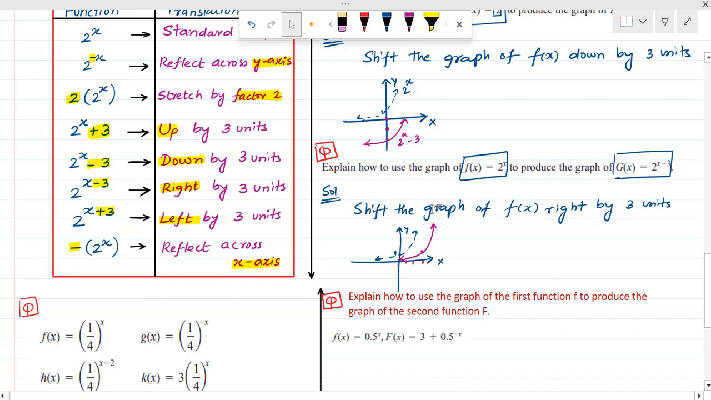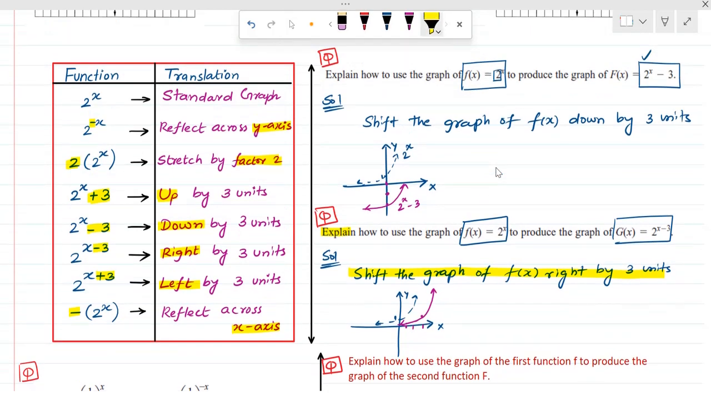Without drawing the graph, you have to explain here. Since the question is asking to explain, you have to write it using this rule. This is the main thing you have to write whenever it is asking to explain. You need not draw the graph for this one. So explain means you have to write it in words.